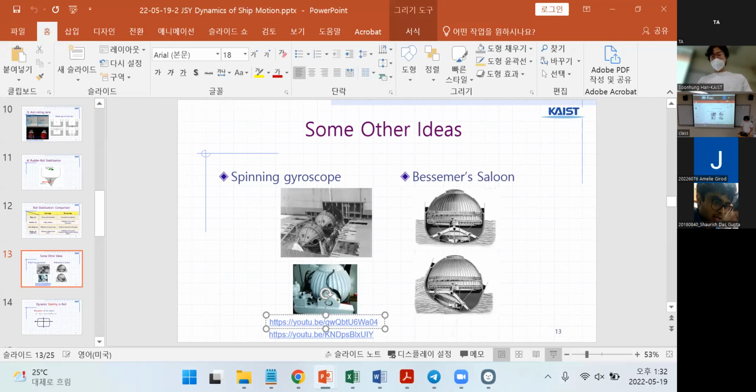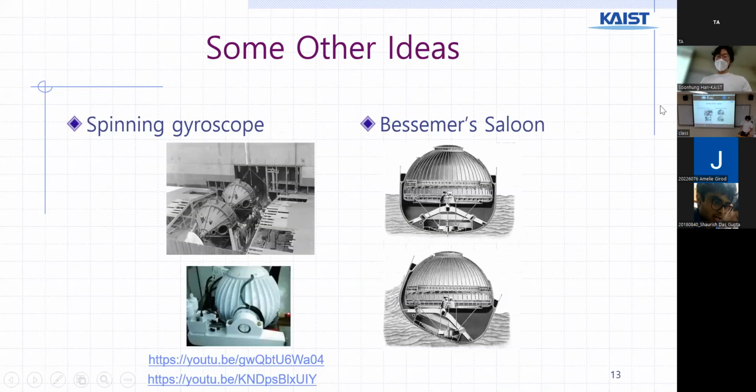There is also the Bessemer saloon ship, invented in the 19th century. Basically, he wanted this part, the saloon, to be fixed and just the outer part of the hull to move against the sea. But it didn't work out the year after that. It was maybe too advanced for his era.